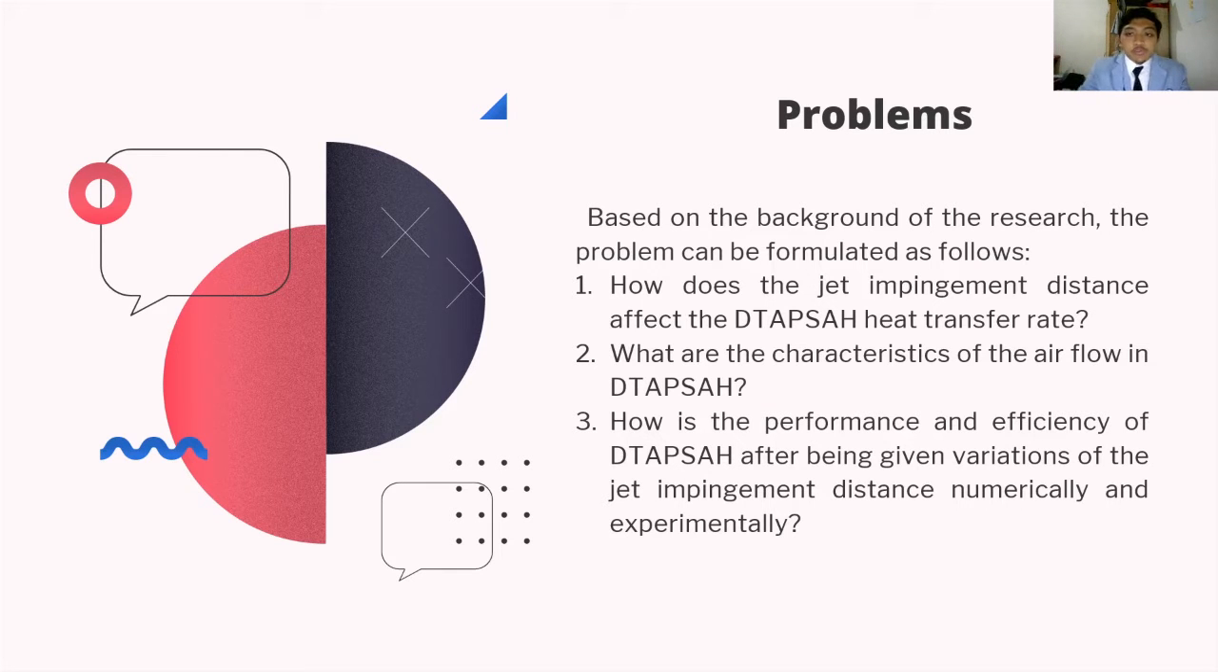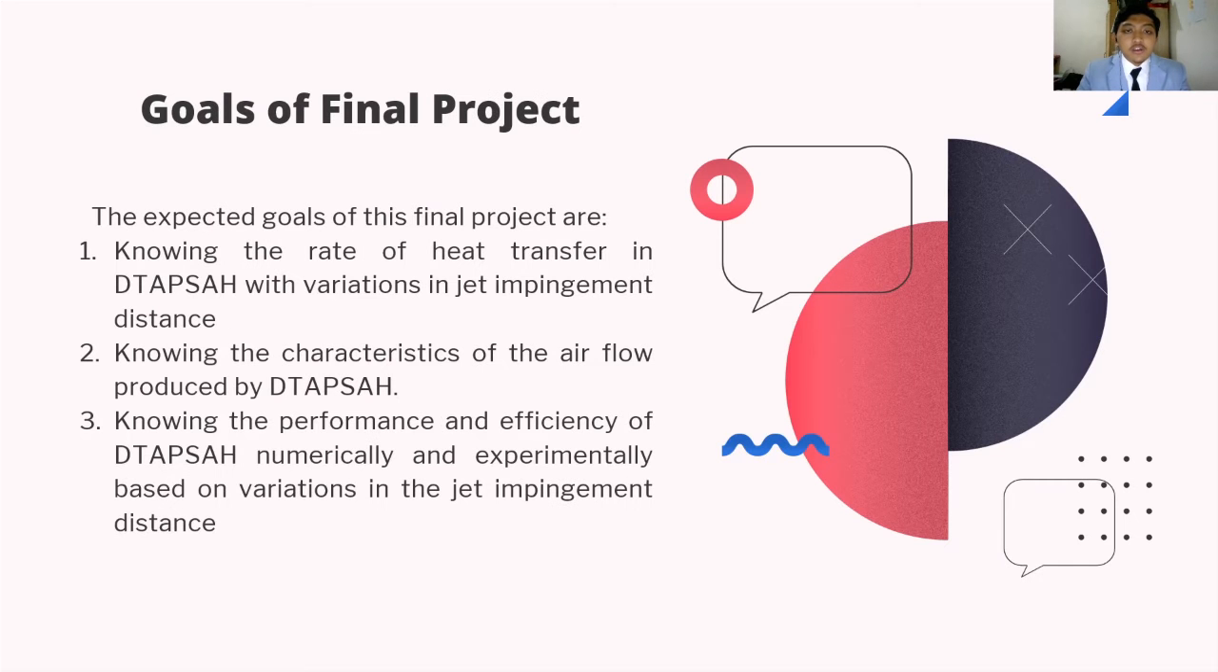Problems. Based on the background of the research, the problem can be formulated as follows. First, how does the jet impingement distance affect the DTAP-SAH heat transfer rate? And the second, what are the characteristics of the airflow in DTAP-SAH? And number three, how is the performance and efficiency of DTAP-SAH after being given variations of the jet impingement distance numerically and experimentally?